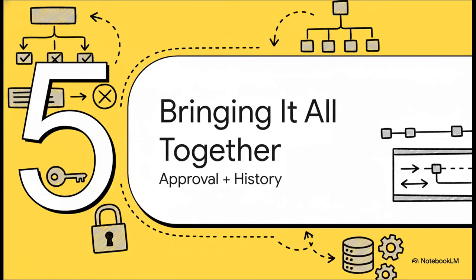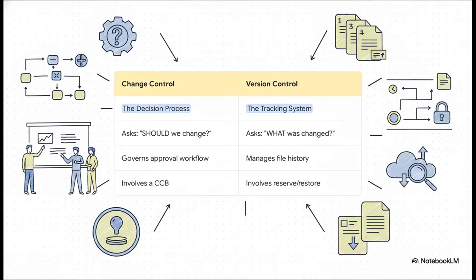All right, let's bring this all home and connect the dots. We've talked about change control, that's our decision-making process, and we've talked about version control, that's our tracking system. They're two different things for sure, but they absolutely depend on each other to work. So here's the perfect way to think about it. Change control is all about the big question: should we make this change? It's the formal approval workflow. Version control, on the other hand, answers the practical questions: what change was made, who made it, and when. It's the technical system that manages the file's history. You can't have one without the other.